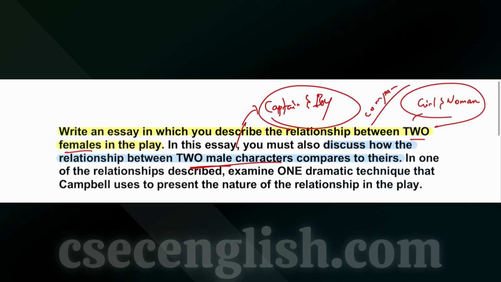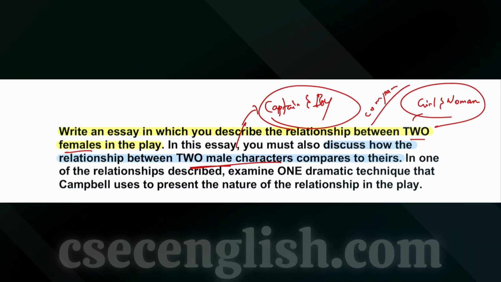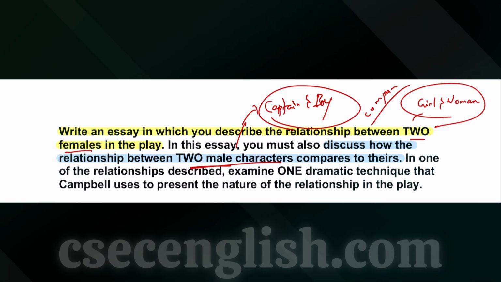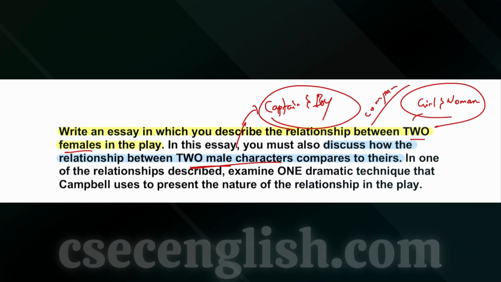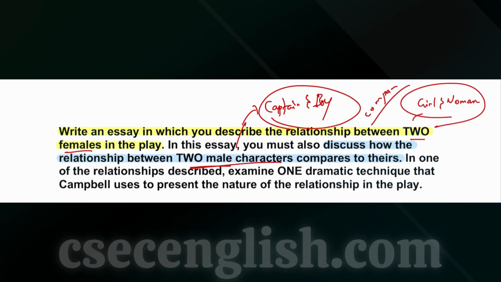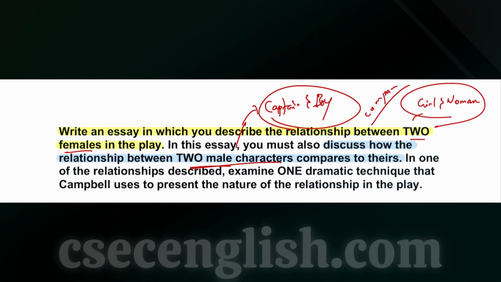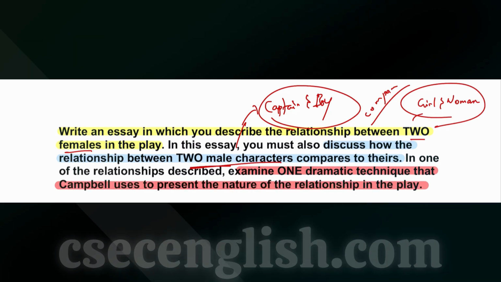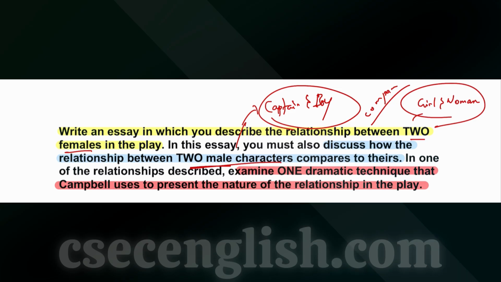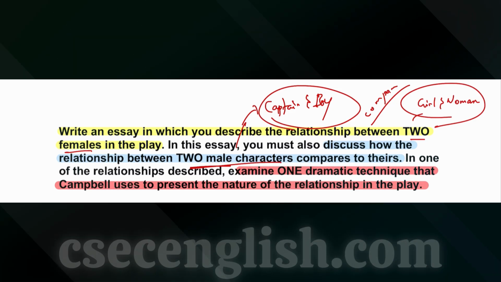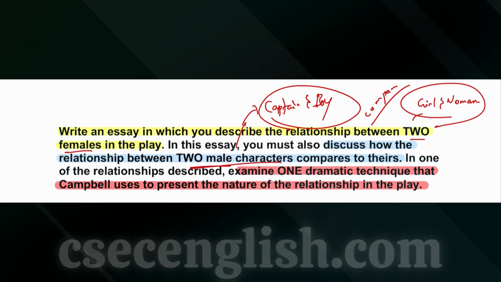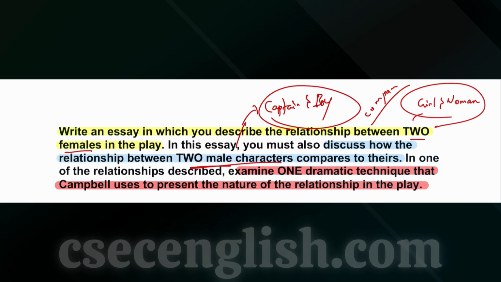Now, the final piece of the question usually asks us to do something, or to discuss some kind of dramatic technique, or in the narrative questions, it would be narrative technique. For poetry, poetic technique. In this case, in one of the relationships described, examine one dramatic technique that can be used to present the nature of the relationship in the play. So for the last body paragraph, I'll choose one of these two relationships, Captain and Boy or girl and woman, and I'll choose the dramatic technique that I think is most effectively used to present that relationship.